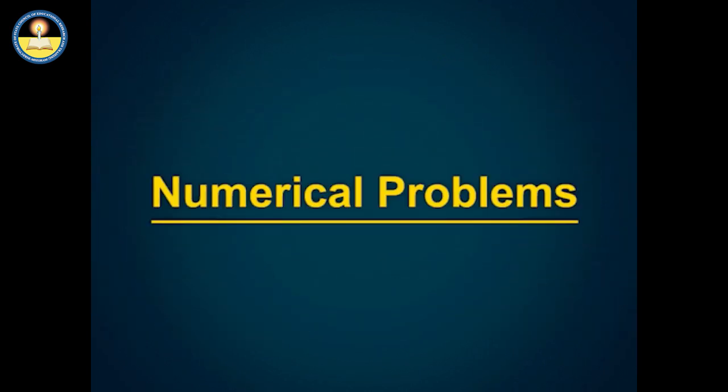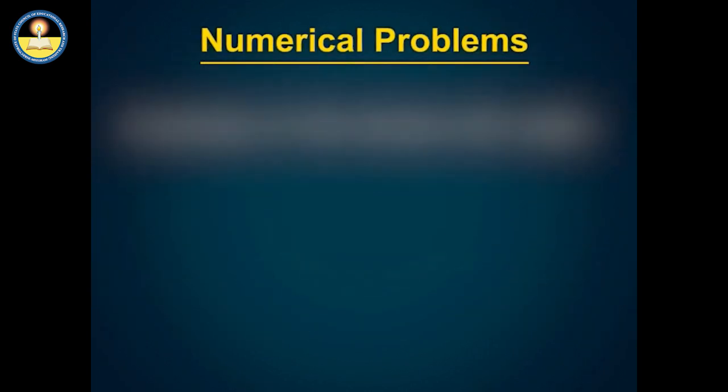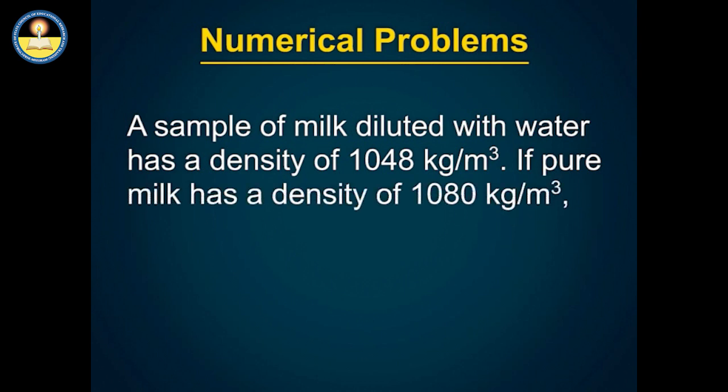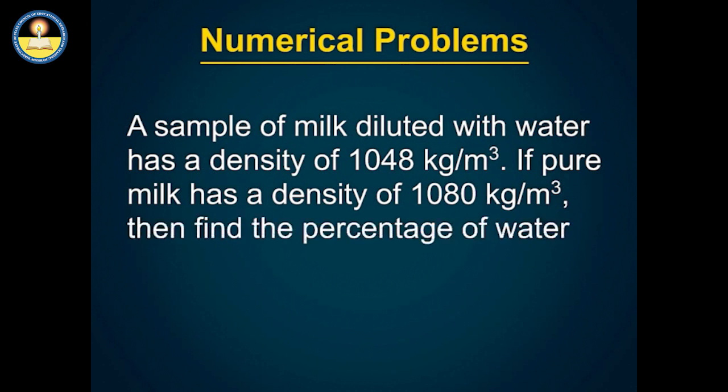Let's try some numerical problems. A sample of milk diluted with water has a density of 1048 kg per meter cube. If pure milk has a density of 1080 kg per meter cube, then find the percentage of water by volume in milk.